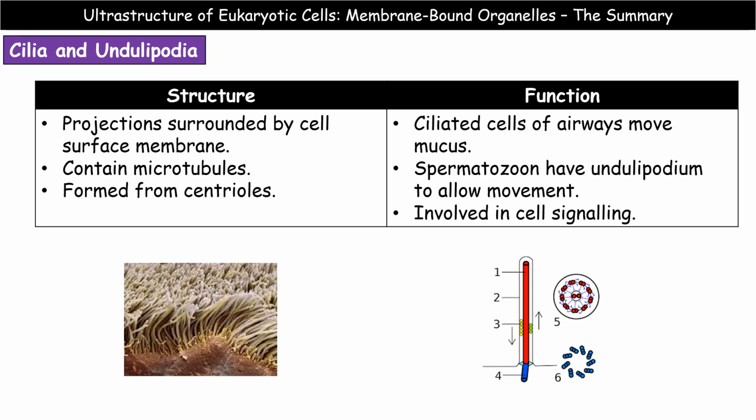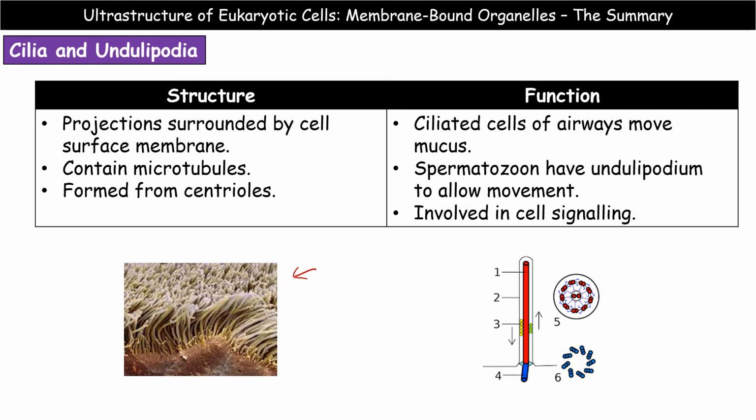We then come to our cilia and undulipodia. Now, quite simply, both these have similar structures. They are projections from the actual cell itself, which are surrounded by the cell surface membrane. They contain these structures called microtubules, and they're formed from another structure called a centriole. In terms of what they do, different things in different regions of the body. We've already heard about ciliated cells, I hope. These are the ones that make up certain parts of your airway, and it's all to do with moving the mucus.